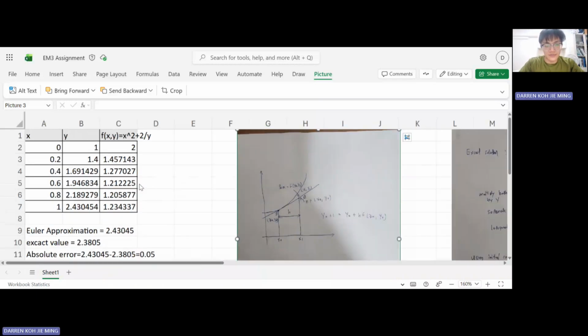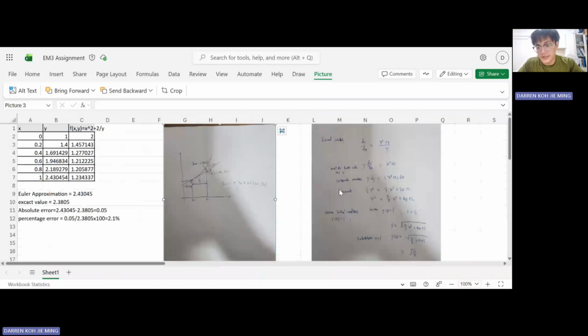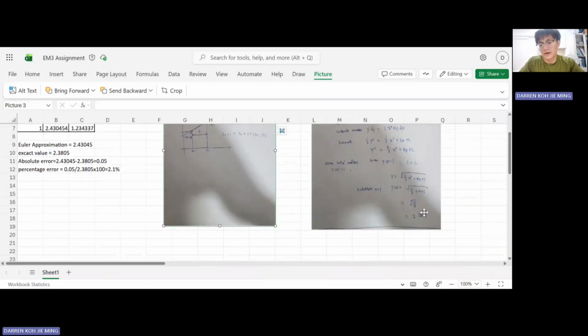Now I will explain the exact solution. For the solution, I multiplied both sides of the equation by y, then separated the variables. Then I integrated both sides of the equation, then multiplied it by 2. Using the initial condition y0 equals 1, I then found this expression. In the end, I substituted y equals 1 to find the value of 2.3805.